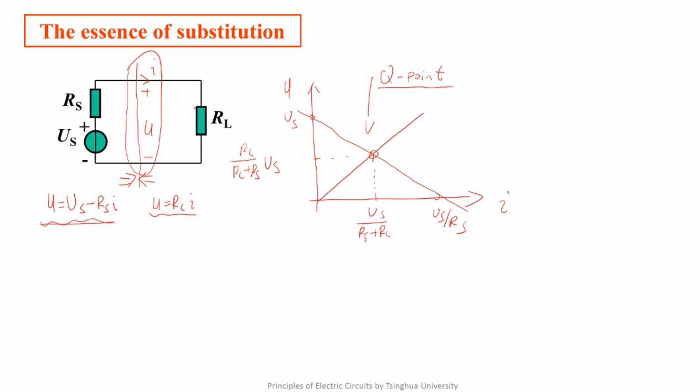The essence of the substitution theorem is that the intersection of these two lines is still this point if the element is replaced with a voltage source. Similarly, the element can be replaced with a current source whose value is US over RS plus RL without changing this intersection. Furthermore, the element can be replaced with such a nonlinear resistance without changing this intersection. The element can be replaced with such a nonlinear resistance or another Thevenin equivalent circuit as long as the intersection is unchanged. The essence of the substitution is that the operating point is unchanged before and after the substitution.